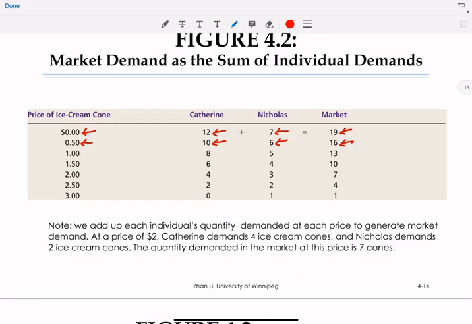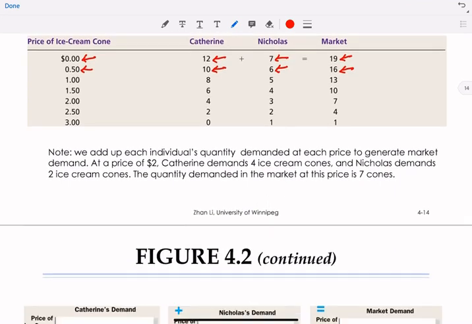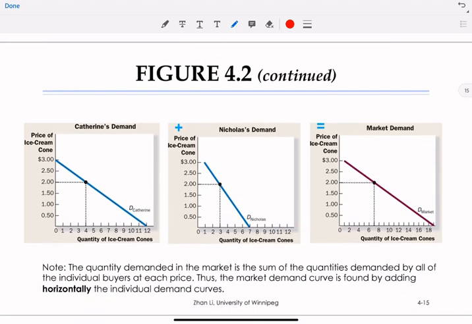So what kind of conclusion can you draw here? Basically, if you want to go from individual demands to the market demand, you just add up each individual's quantity demanded at each price. This will give you market demand, right? For this slide, we're thinking about market demand based on numbers. Now let's think about market demand based on pictures, right?